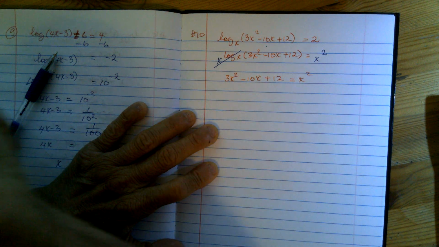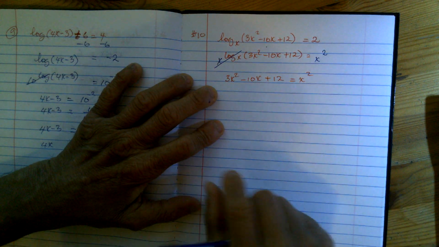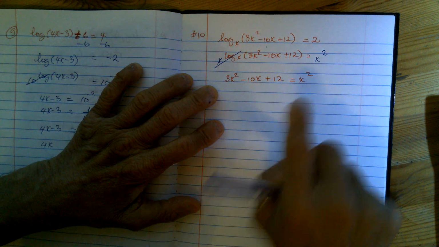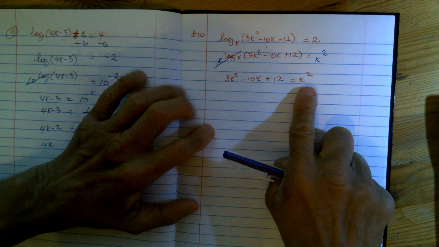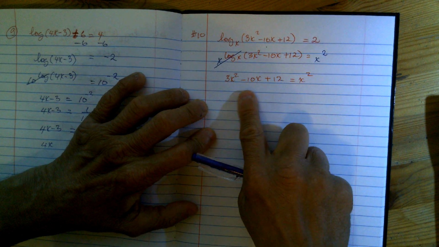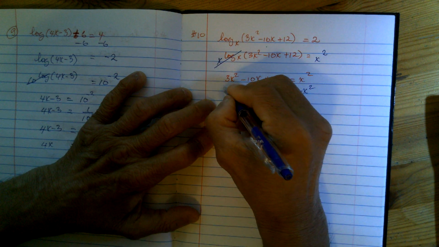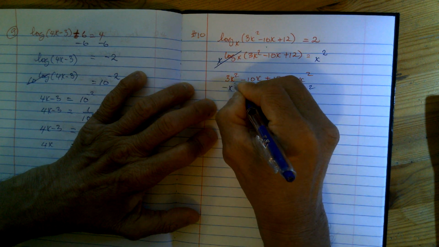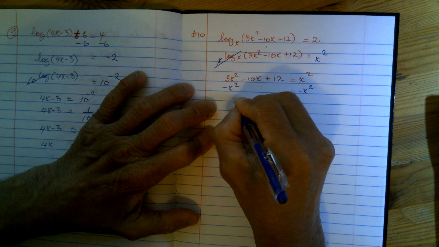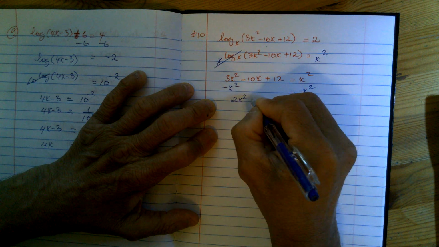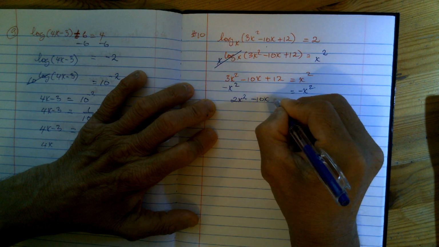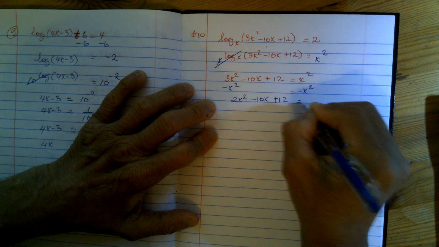Alright, now we're going to factor them out. To do so, we need to move the x squared on the right hand side to the left by subtracting x squared. If we do that, we must do it on the left as well. So we end up with 2x squared minus 10x plus 12 equals 0.